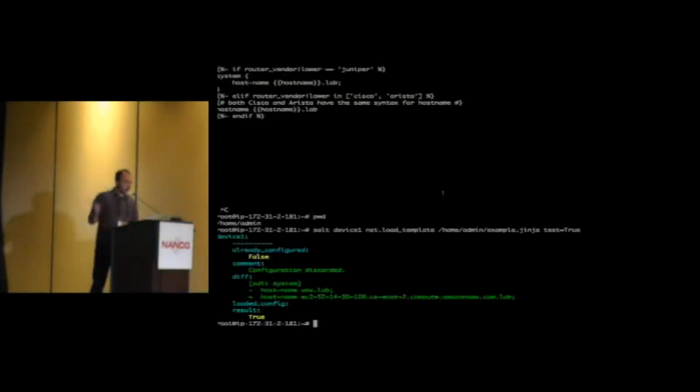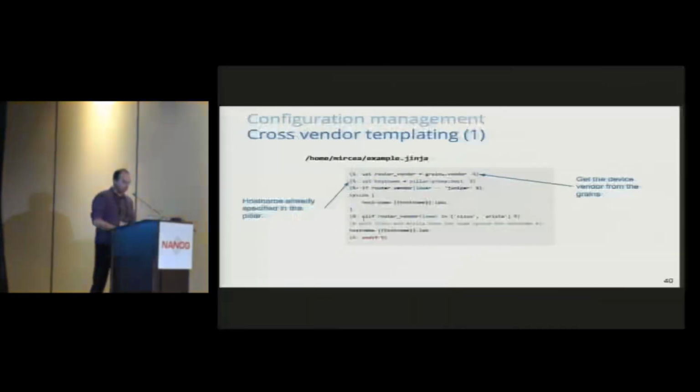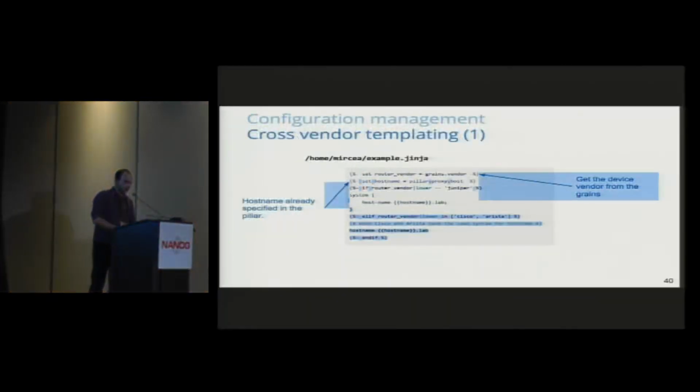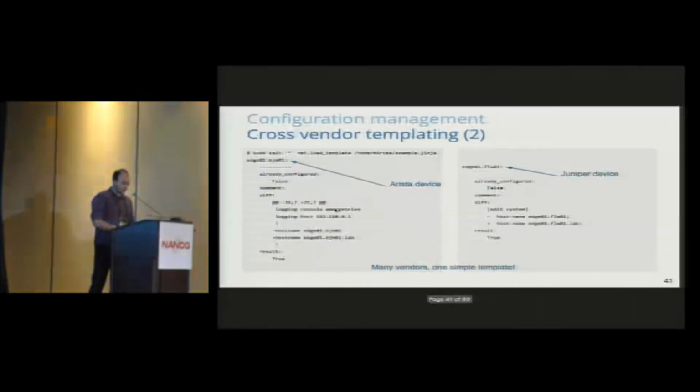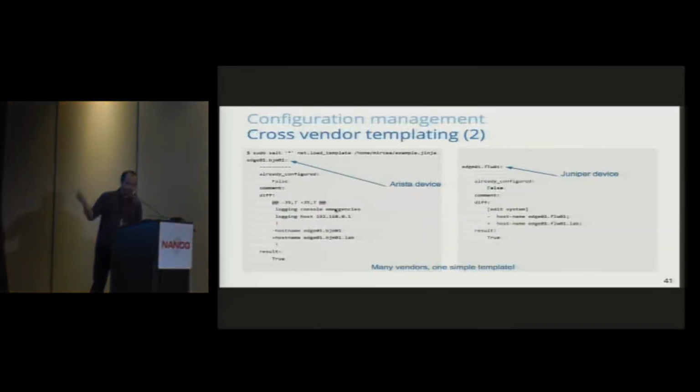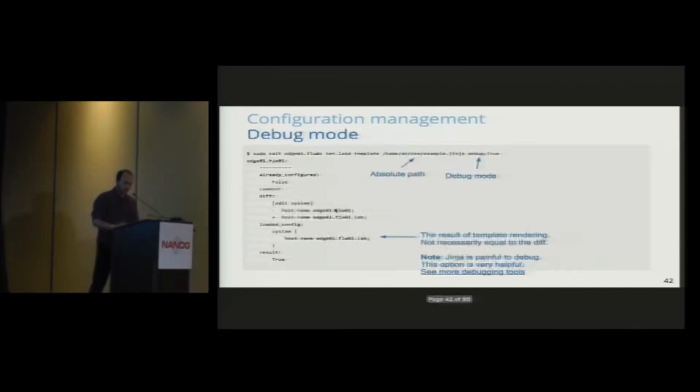Using the grains, you have identified: is it a Juniper? And it said yes, it's a Juniper, and has applied this part from here. If you'd run exactly the same template against Cisco or Arista, it will know what part to run. I run it in different instances, again Arista and Juniper, and you need just one single template, and you have all in there. It's much easier to identify if it's Juniper, Cisco, and so on.